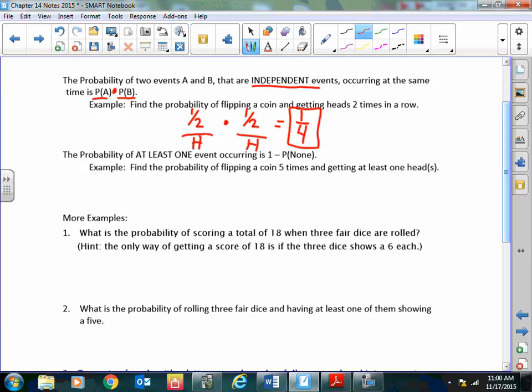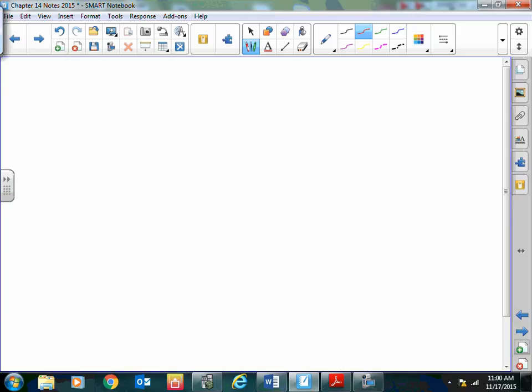Okay? Now I want to demonstrate that to you with a sample space of all the possibilities. Sample space would be all the possibilities. What are all the possibilities of flipping 2 coins? Or 2 coin tosses?